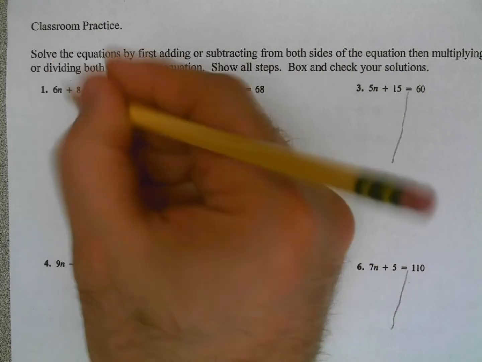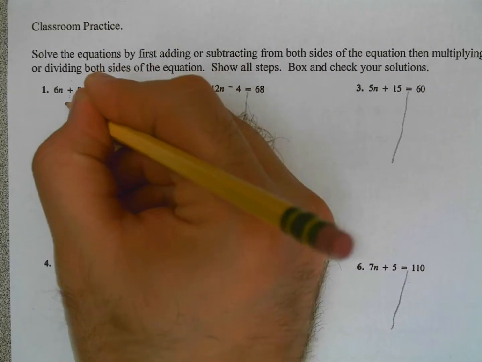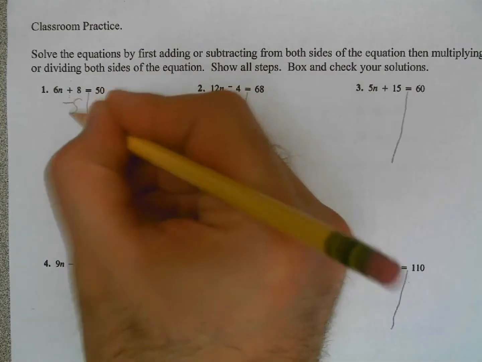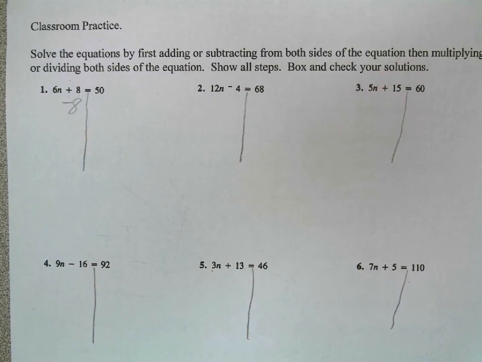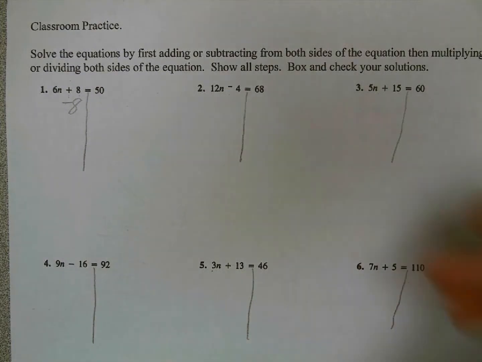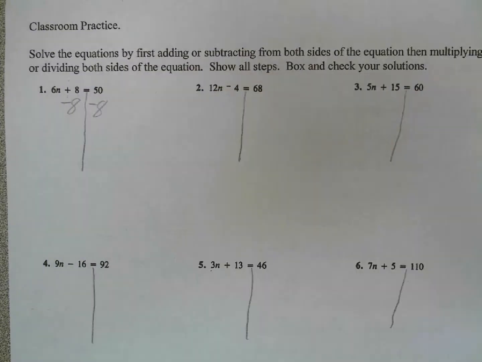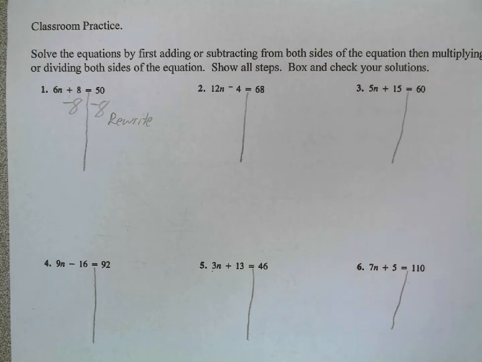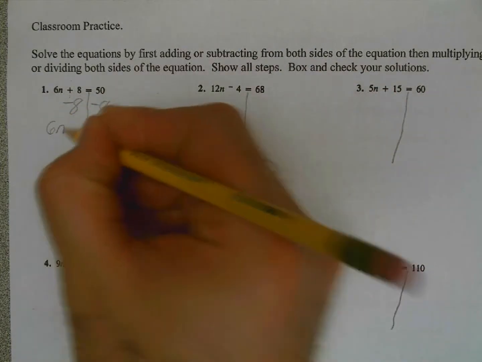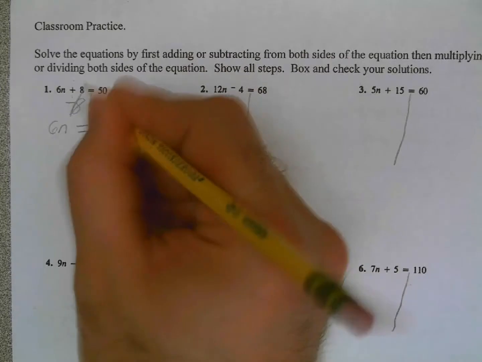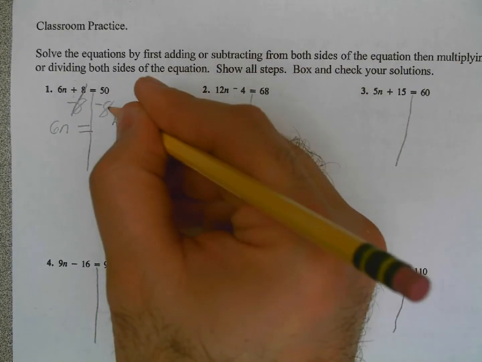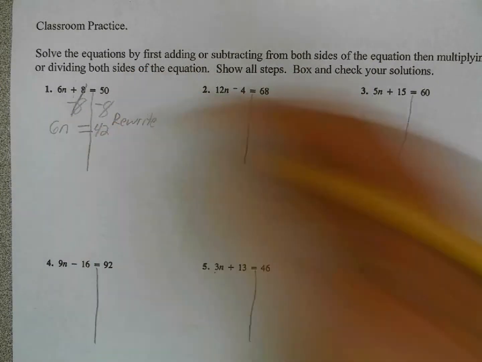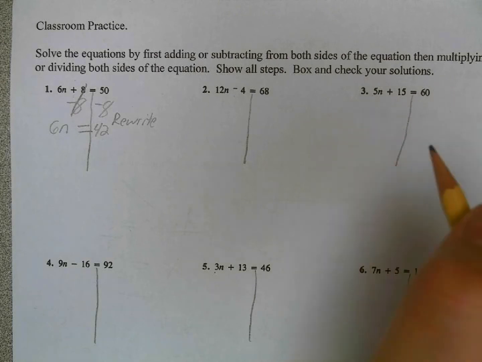Okay? So right underneath, I want you to write a minus 8, because that's how we're going to cancel out those 8s. We're going to do the opposite. So you add or subtract first. Whatever you do to one side, do to the other. Then you need to rewrite. So 6n equals, because those 8s cancel out, 50 minus 8, 42. All right? So there's my rewrite.